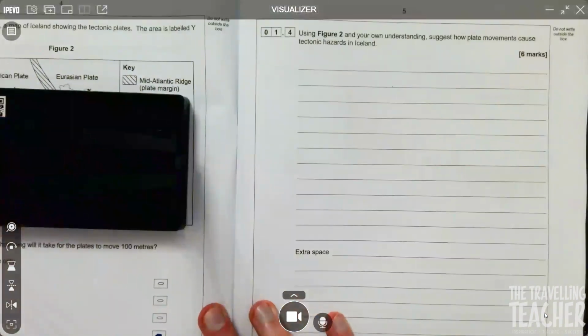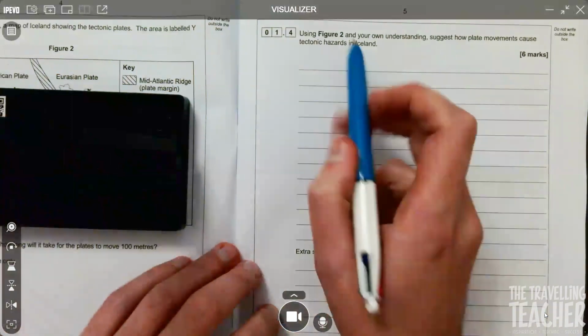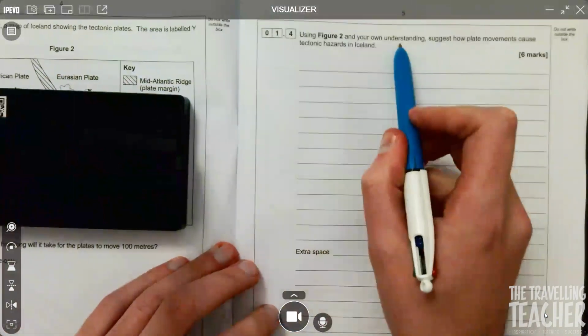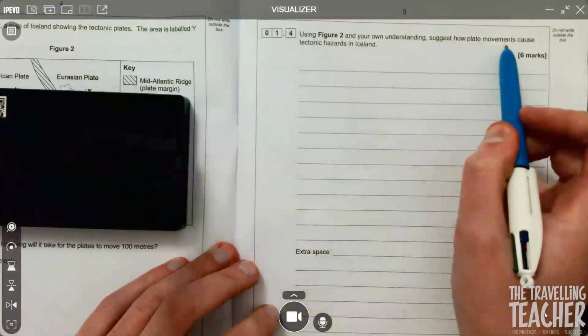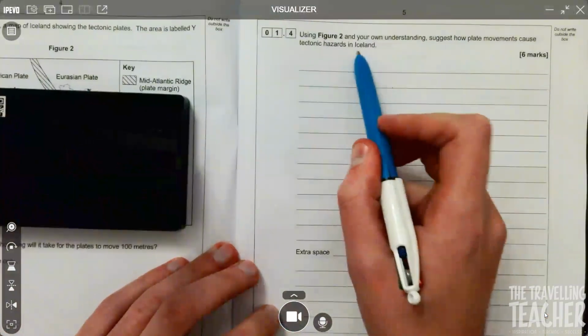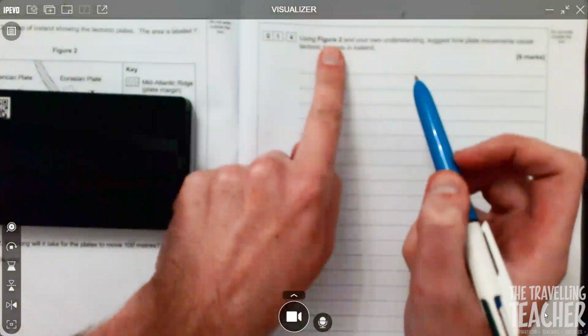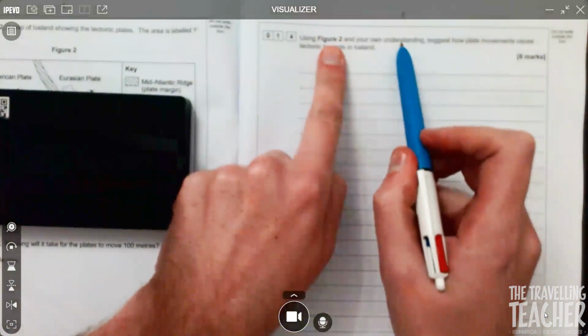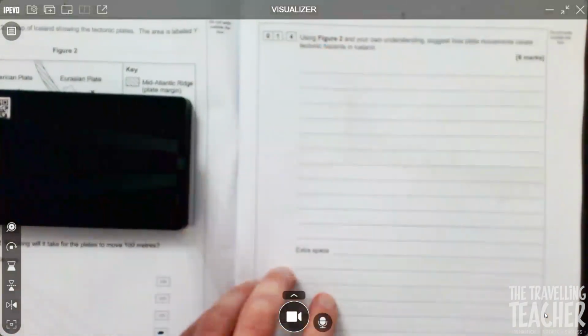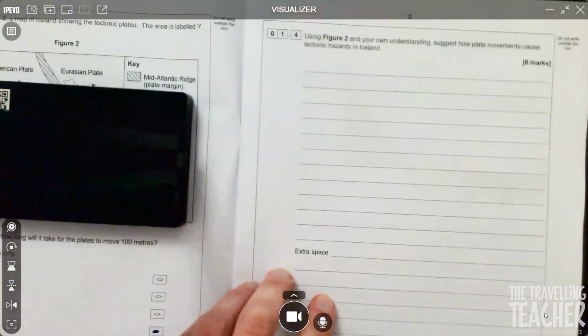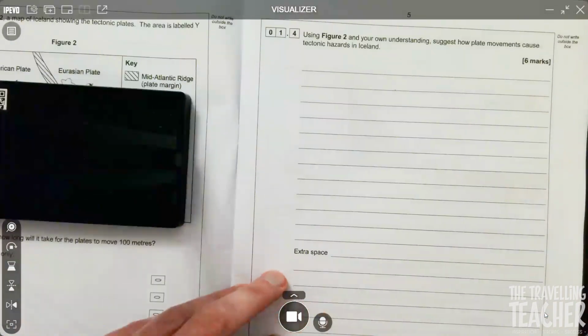Okay. Next one. Using figure two and your own understanding, suggest how plate movements cause tectonic hazards in Iceland. Now, key point here, you have to refer to figure two and you have to refer to your own understanding. Just make sure it focuses. There we go, it's better. Right, let's go for it.